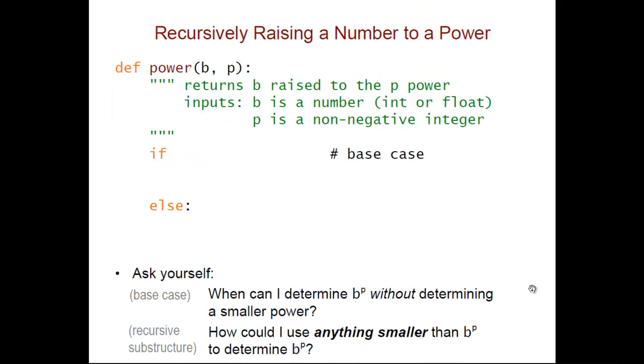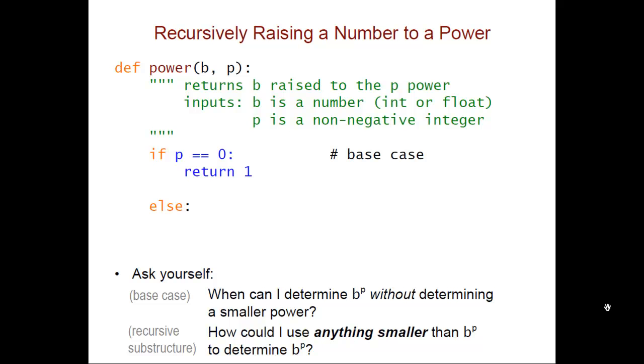Now let's look at how we can use recursion to raise a number b to a power p. I'm assuming that p is a non-negative integer, and b can be any number, either an int or a float. So again, for the base case, we want to figure out what the smallest version of the problem is. Another way to think about it is to ask a question like this one. When can I determine b to the p power without needing to know a smaller power? And we can do that when p is 0, because b to the 0 is always 1.